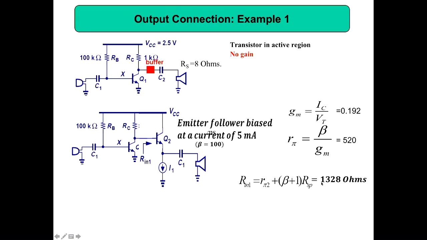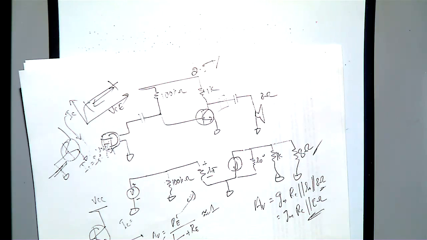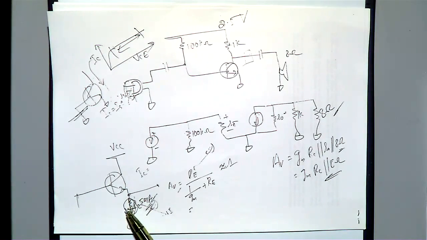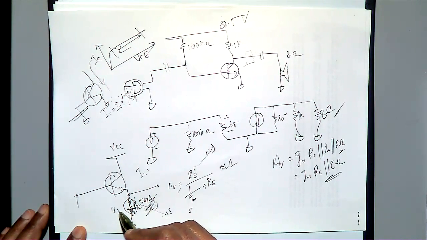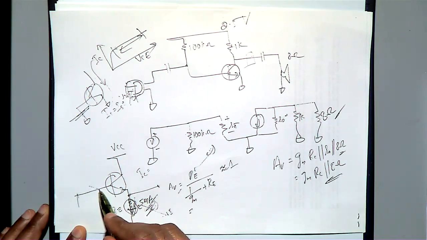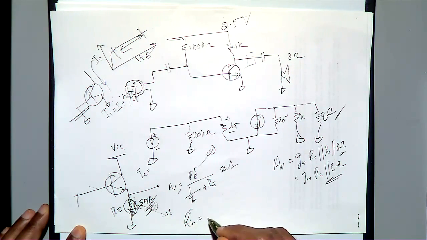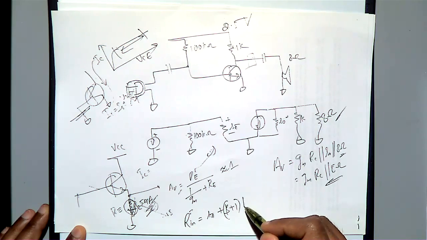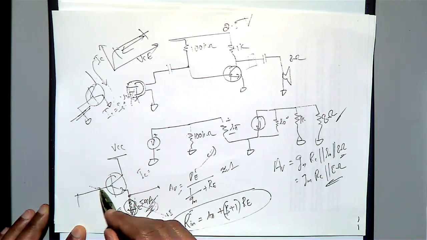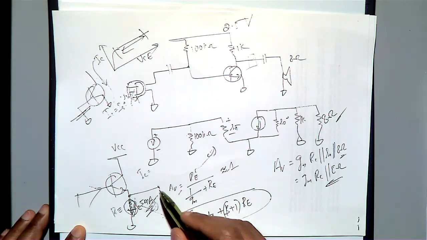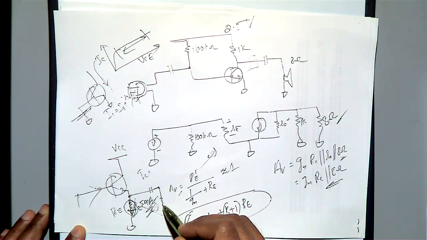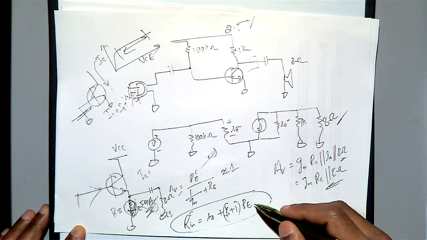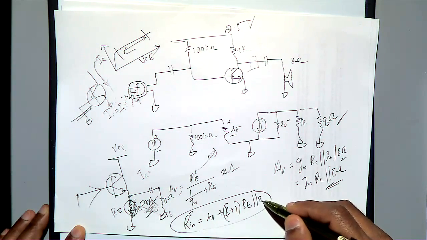See, that is very simple. So this is your emitter follower. If you are not connecting the current source and I am just connecting RE, then when I look from here, the input impedance equals r pi plus, as we already derived, beta plus 1 into RE. But when you connect a current source, I am going to connect a speaker here. When you connect an 8 ohm speaker, the RE comes in parallel with the 8 ohms. You know what I mean?